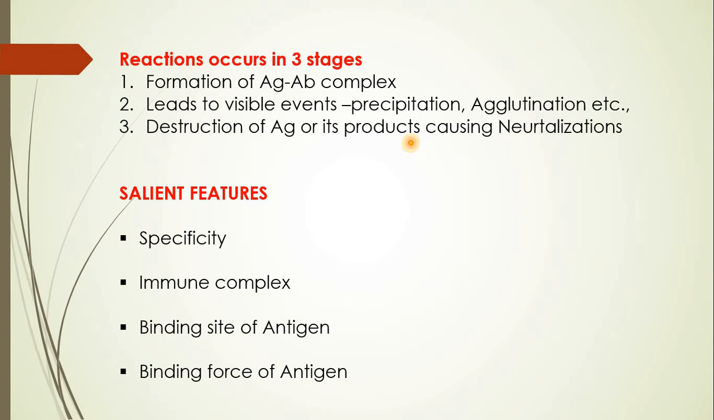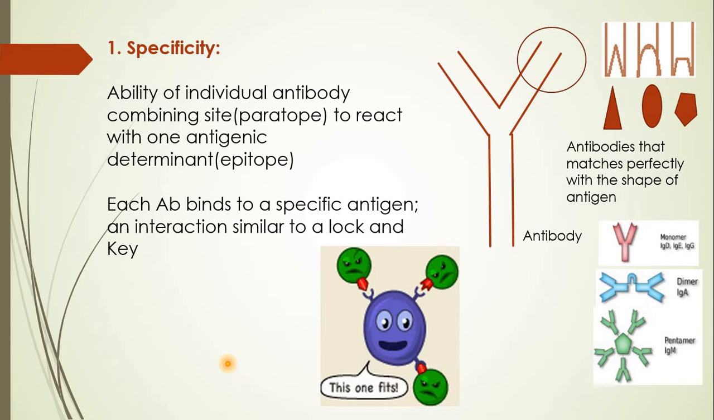So, these antigen antibody reactions have four different salient features, namely specificity, formation of immune complex, binding site of antigen, and binding force of antigens. Let us see them in detail. To begin with, the specificity.